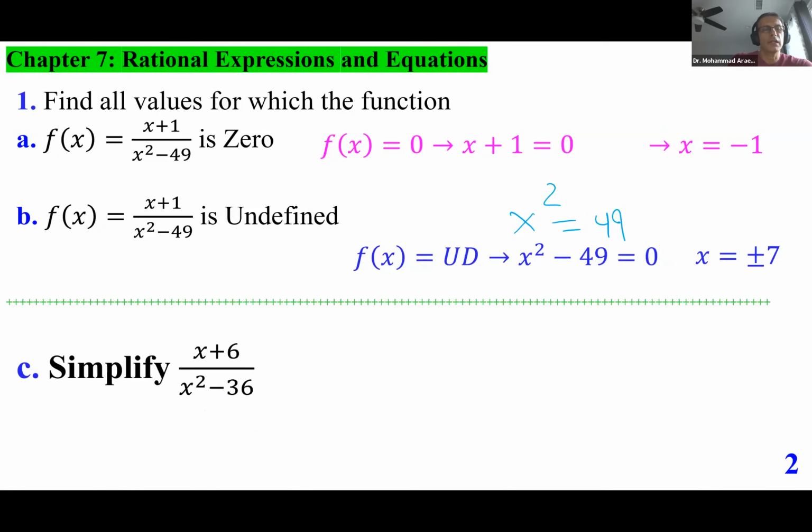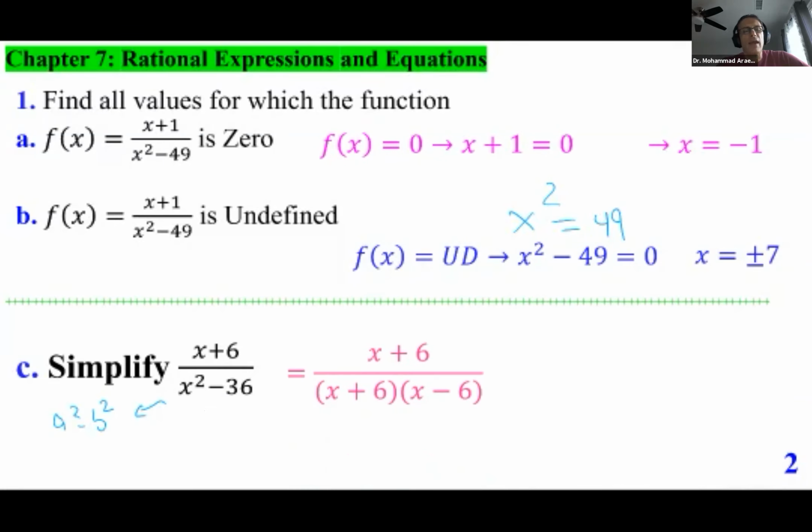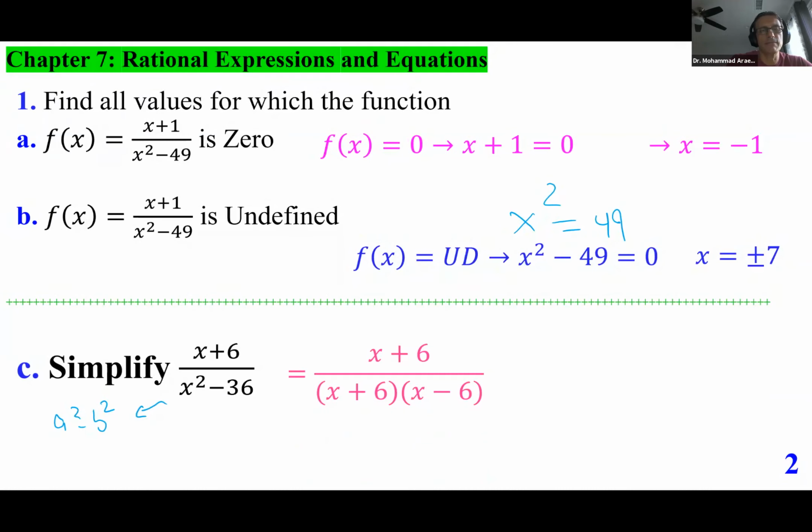We want to simplify the expression. The denominator is in the form of a squared minus b squared. We factor the bottom into x plus 6, x minus 6. And here's the final answer.